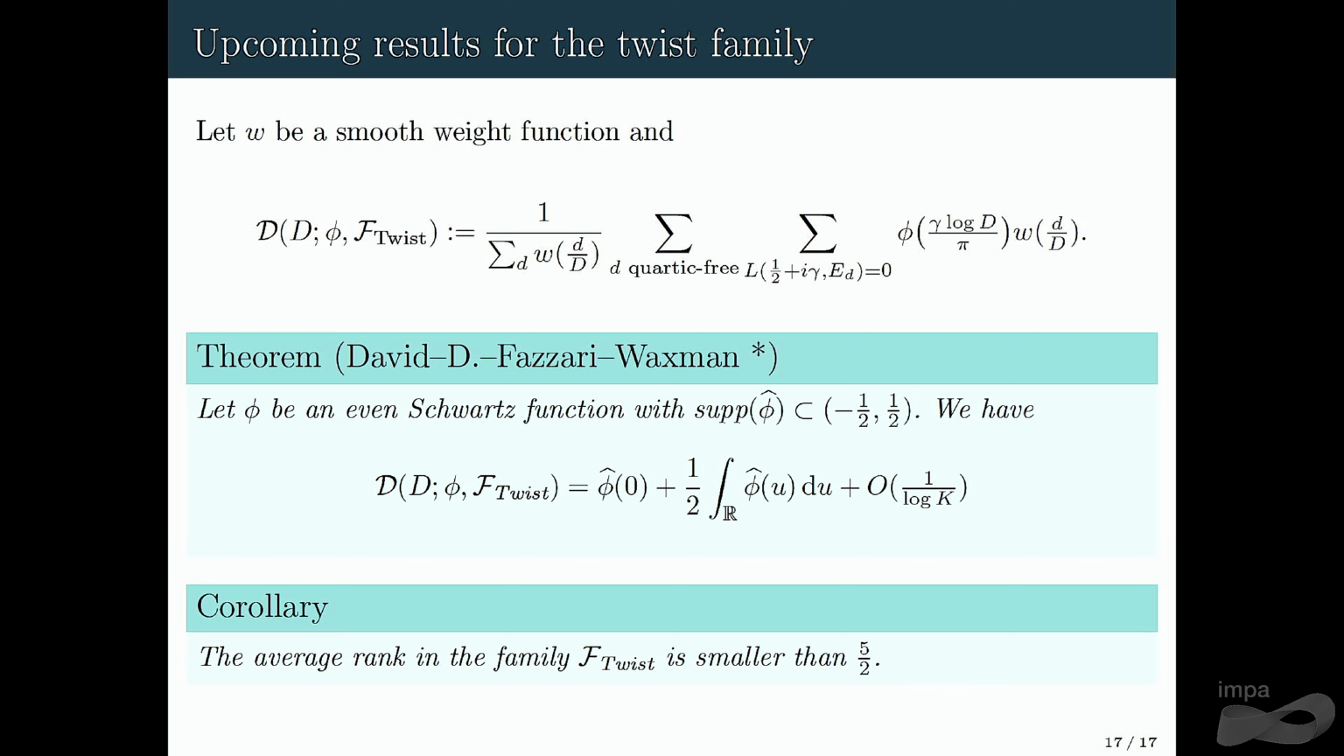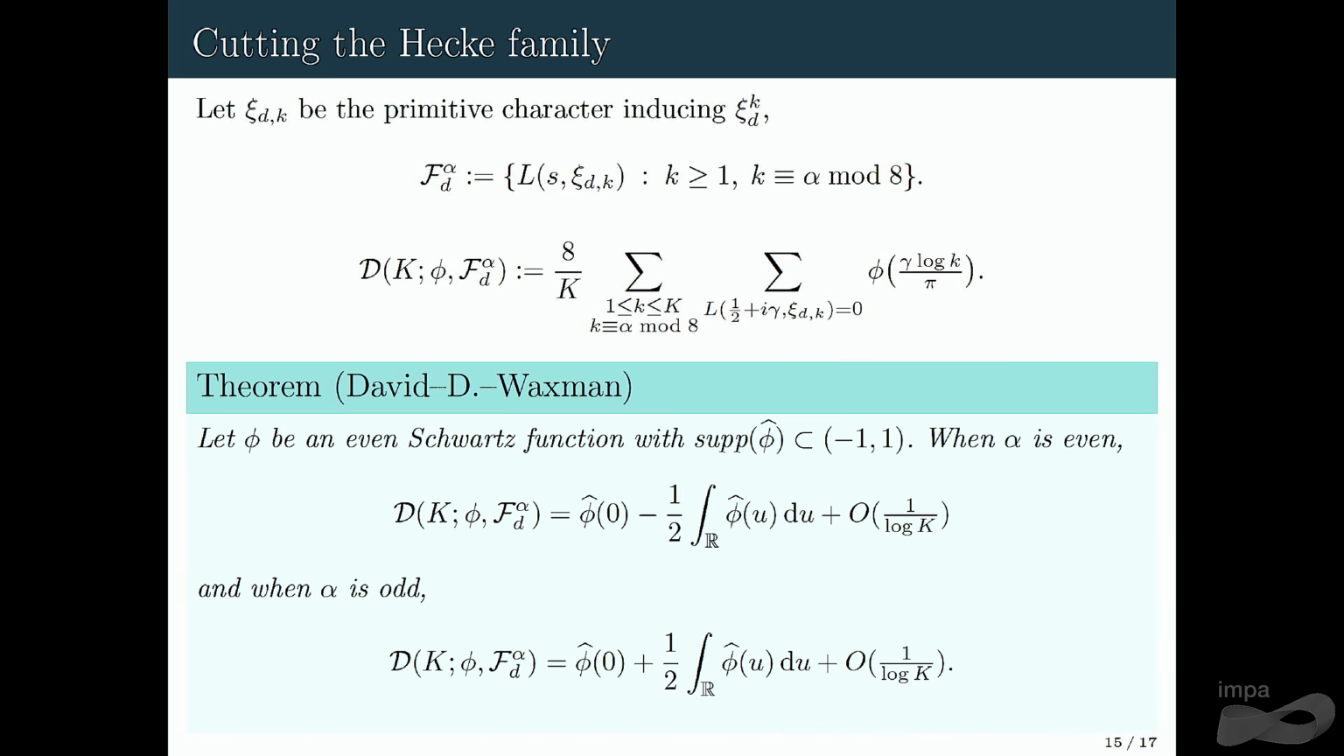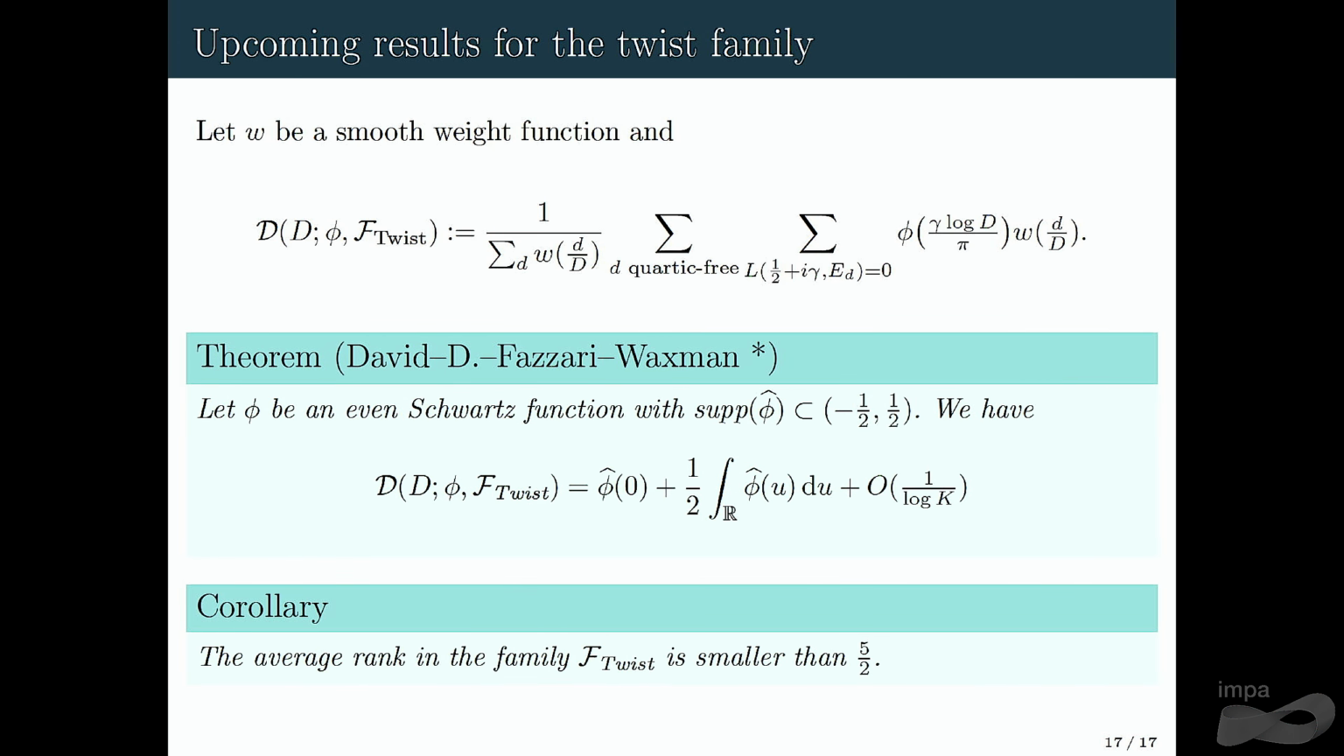So that's an orthogonal family, and we don't see the difference again since the support is kind of small. The best result we can have is a bound on the average rank that is still a bit bigger than 2, so we don't have non-vanishing results yet.